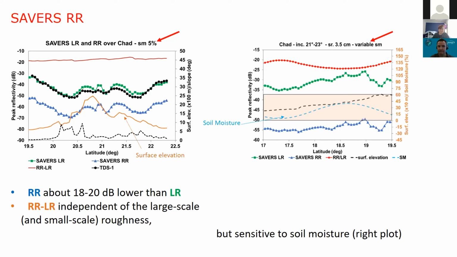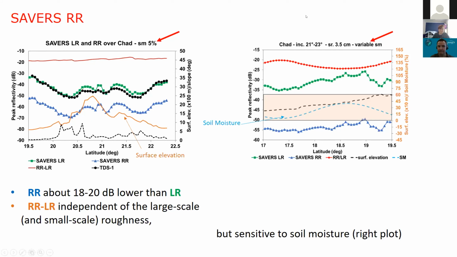We see that both polarizations have the same sensitivity to topography. But if we consider the difference between right and left, it is reported by this continuous line on top. It is independent of the large scale and small scale roughness. Furthermore, the polarization difference maintains its sensitivity to soil moisture.